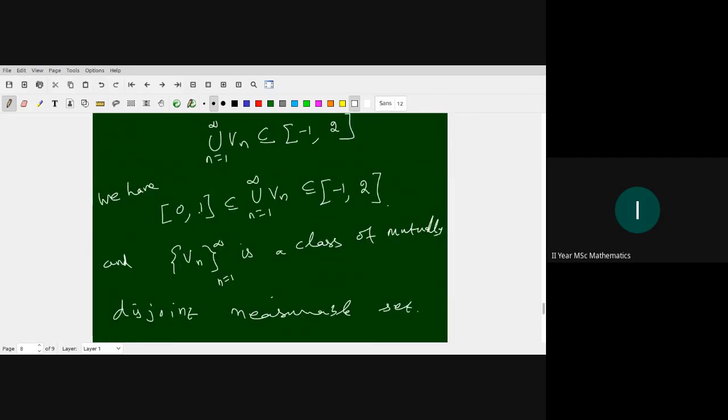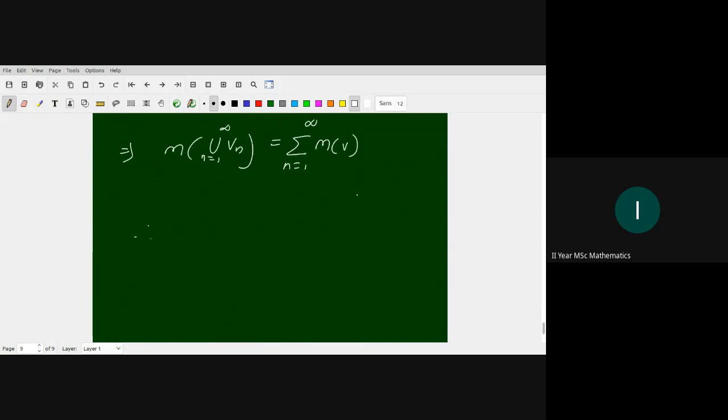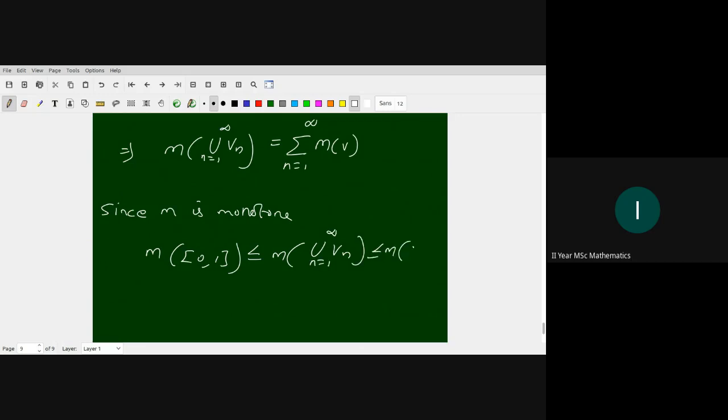Now comparing this inclusion, the measure of [0, 1] is less than or equal to the measure of the union of Bn, which is less than or equal to the measure of [-1, 2], since measure is monotone. Because measure is a restriction of outer measure, and when outer measure is monotone, measure is also monotone. So the measure of [0, 1] is less than or equal to the measure of the union of Bn, n from 1 to infinity, less than or equal to the measure of [-1, 2].